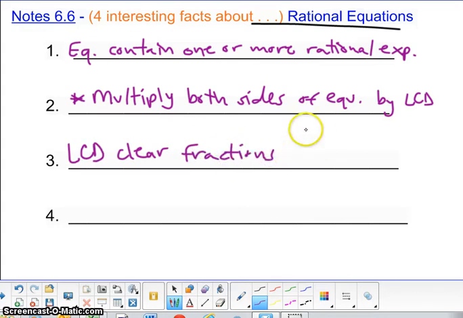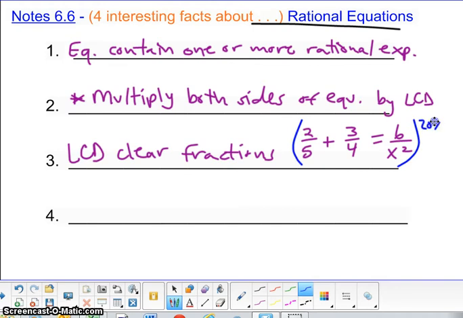And just a skill from pre-algebra that you would have seen before is taking 2 fractions and you set it equal to 6x squared. The least common denominator for this is 20x squared. And if I multiply through by 20x squared to each one of them, it will cancel the fraction. So multiply by each one of them.